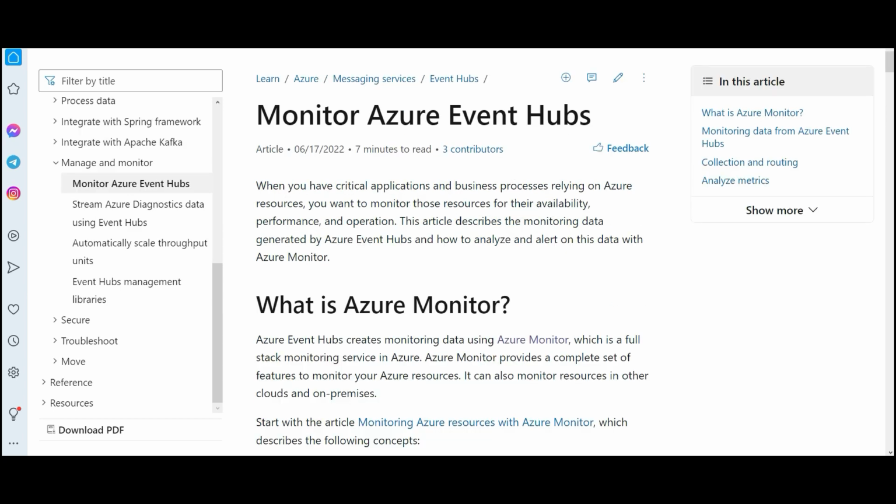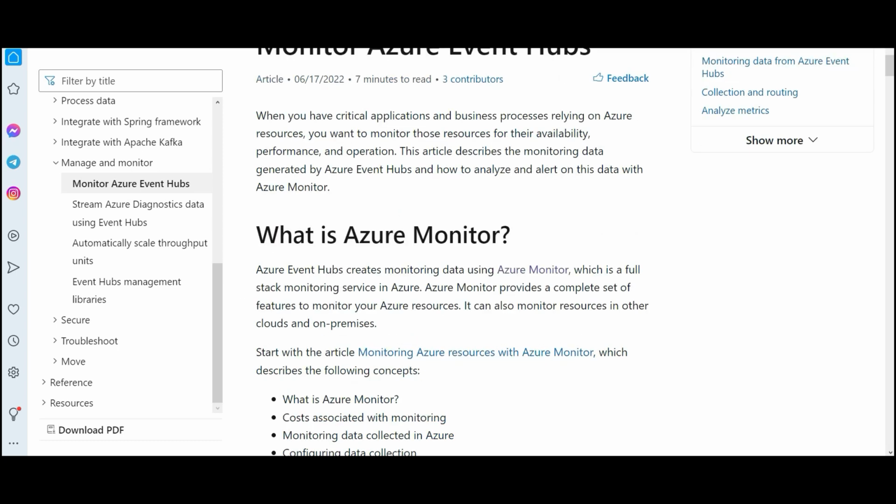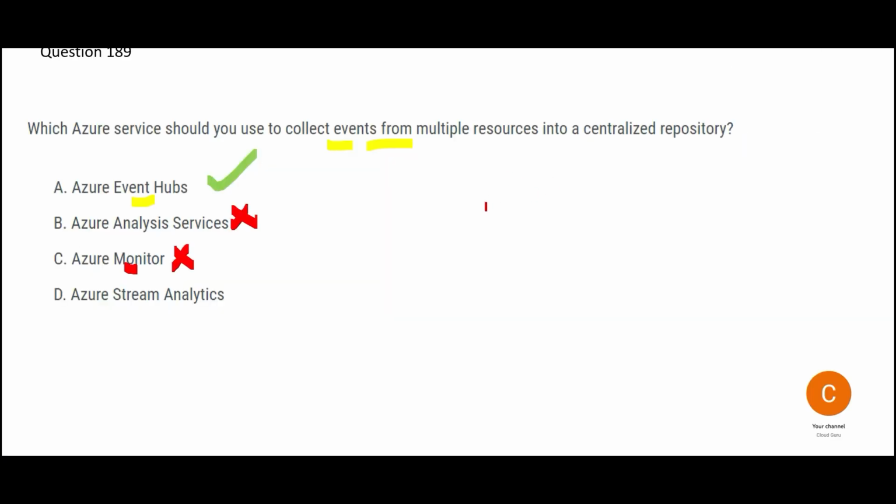Now Event Hub internally uses Azure Monitor itself. If you see this, it says Event Hubs creates monitoring data using Azure Monitor, which is a full stack monitoring service. Suppose you have critical applications relying on Azure resources and you want to monitor those resources for performance and so on. This is a very good use case where you can use Event Hub to analyze and create alerts on this data. So if I use Event Hub, it will help me collect events and act as a centralized repository, and Event Hub internally uses Monitor. So I would go with option A as the answer.